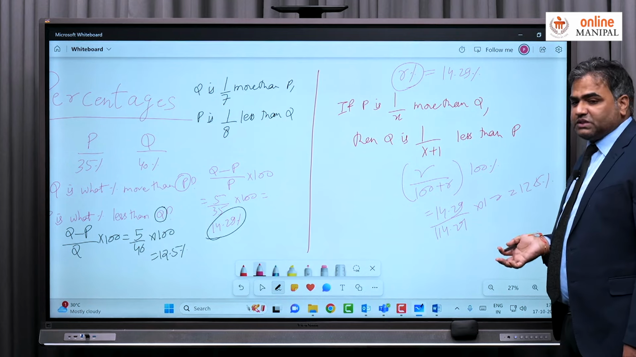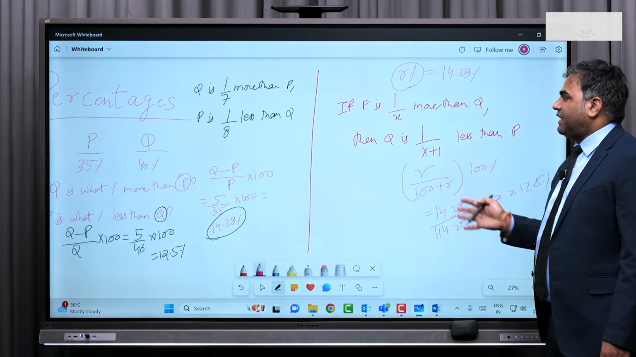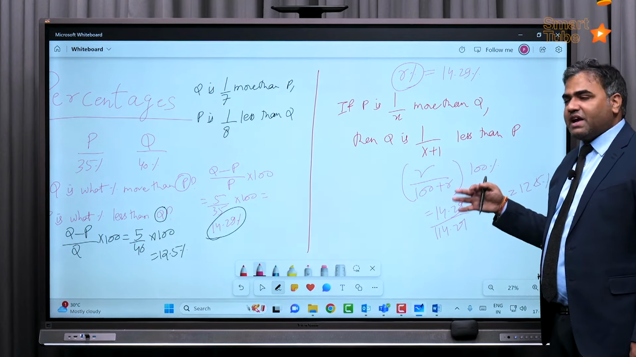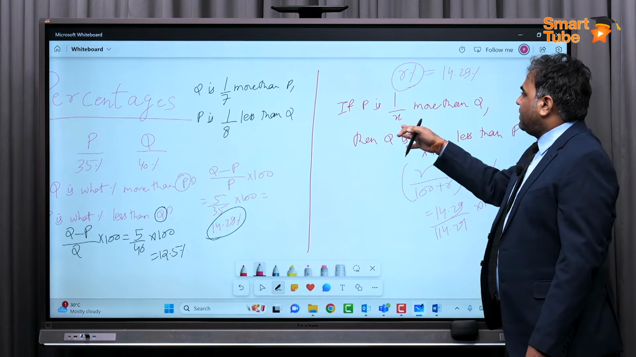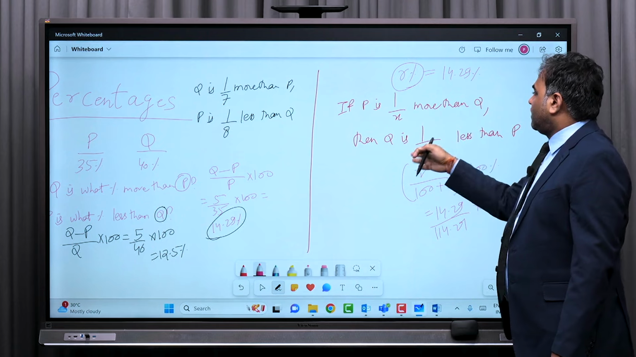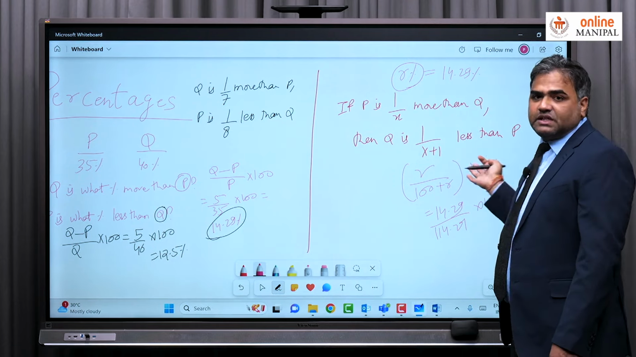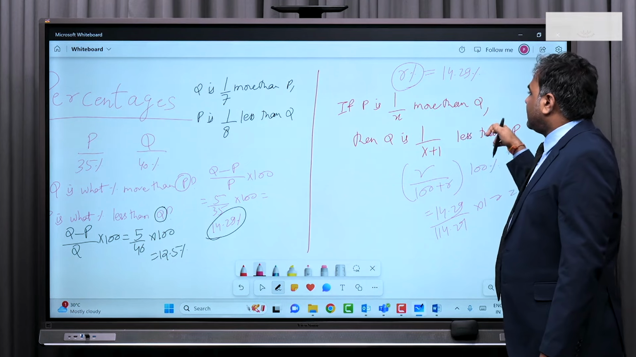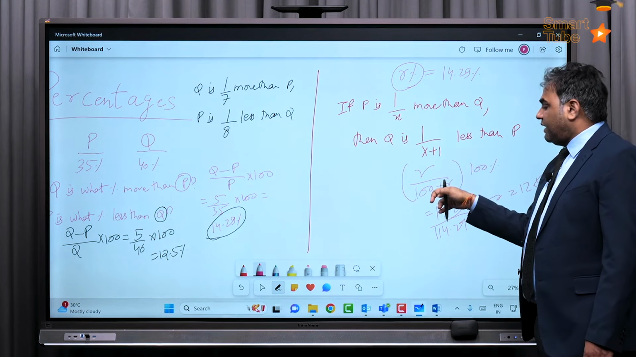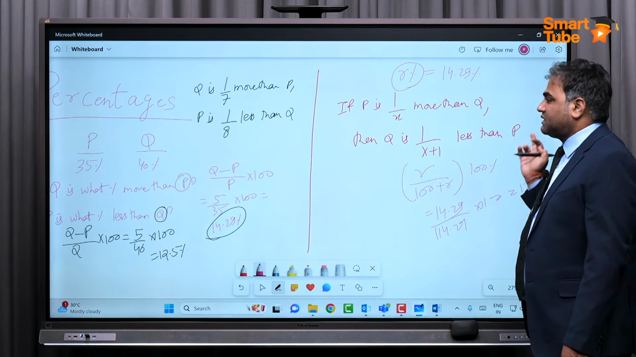So you can do it this way, but this tends to be complicated, so I avoid doing it this way. I just follow the fraction way, which becomes much easier for us. So if P is 1 by X more than Q, then Q is 1 by X plus 1 less than P. Very basic thing. Similarly, if P is R percent more than Q, then Q is R by 100 plus R percent less than P.